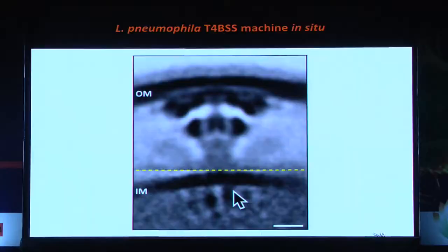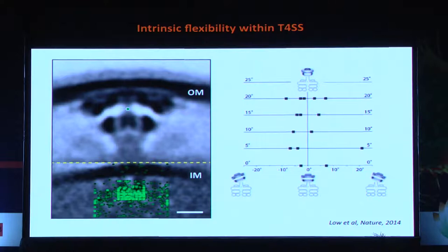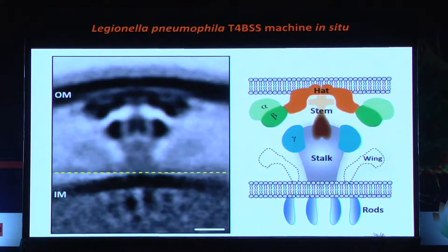For the type 4B secretion system, as I said, we had to align them separately. So we wanted to quantitate whether there is flexibility within the complex. And it was clear that when we aligned the outer membrane part and put all the outer membrane complexes aligned for one dot, then this is the distribution. All these green dots are the distribution of the cytoplasmic complex. So it just means that the outer membrane and the inner membrane complexes are quite flexible. And this has also been proposed for type 4A secretion system by the Waxman lab. So this seems to be common to type 4B secretion system as well.